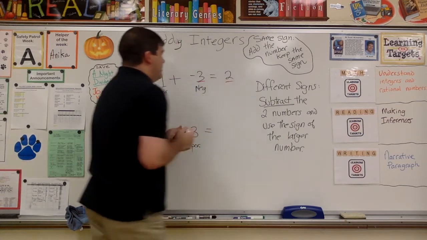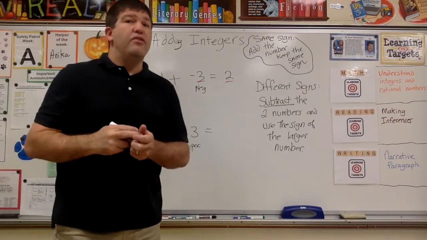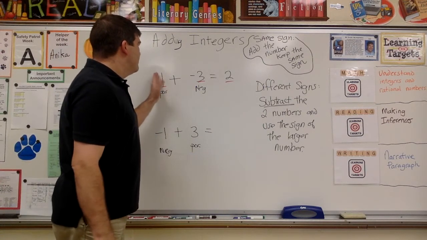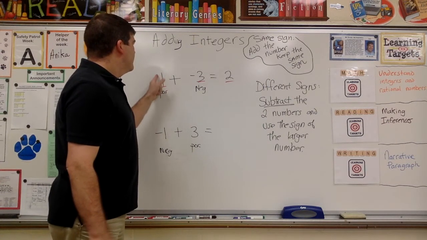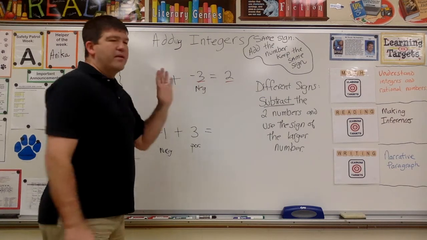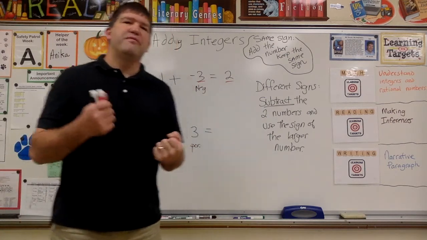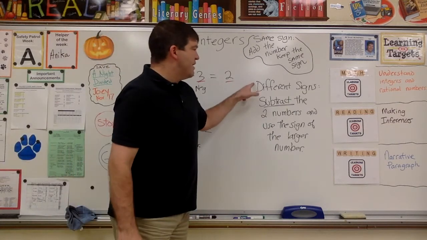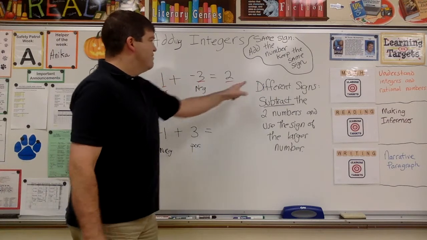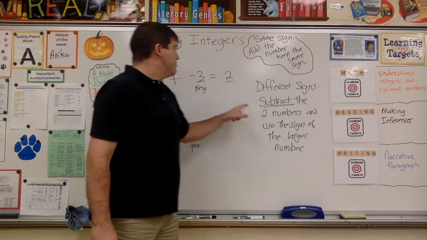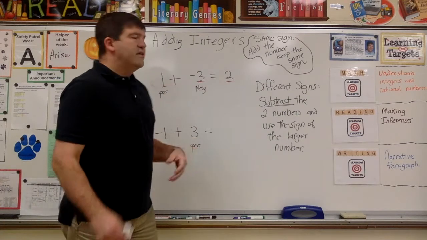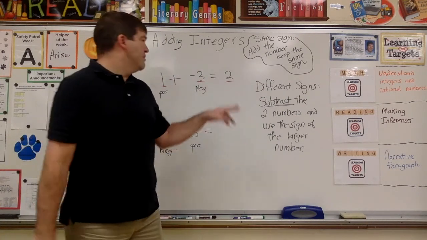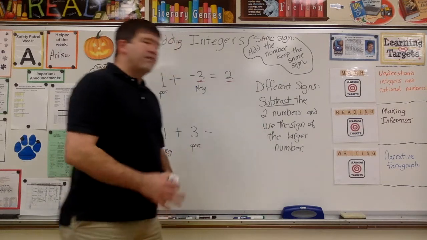Okay? So I take, normally, when you're doing subtraction, you're going to want to take this away from here, but because you have different signs, you have negatives and positive, it kind of changes everything. So different signs, we have a negative and a positive, so they're different signs. Subtract the 2 numbers, 3 and 1. Doesn't matter which order they go in, 1 or 3, 3 or 1. You subtract them, you get 2. And now use the sign of the larger number.